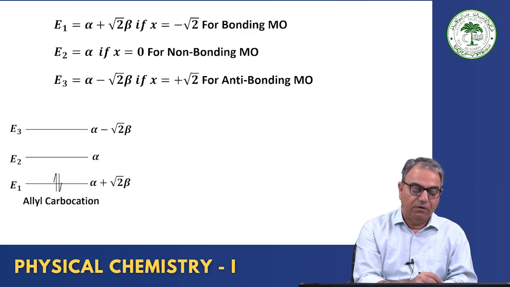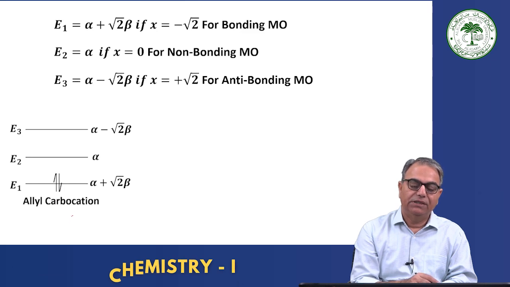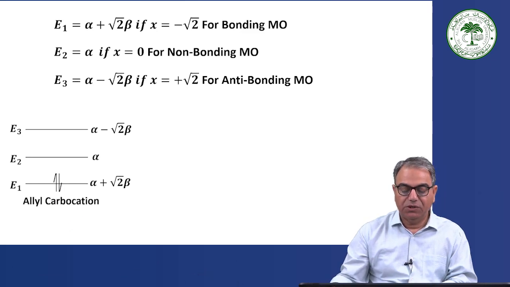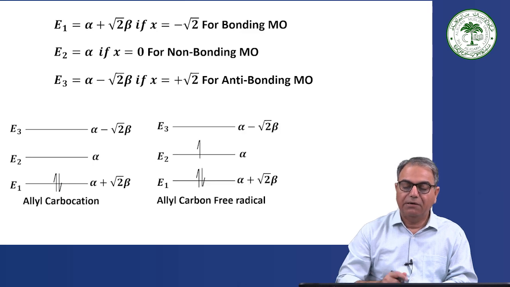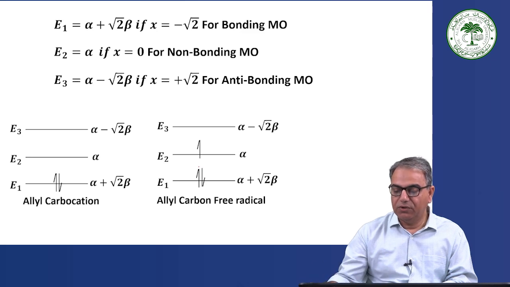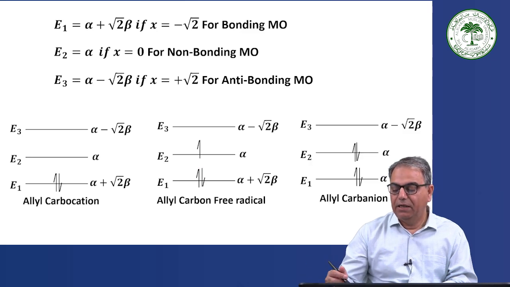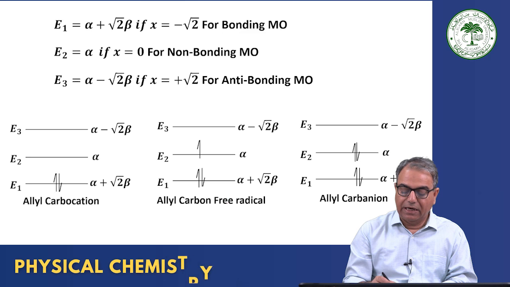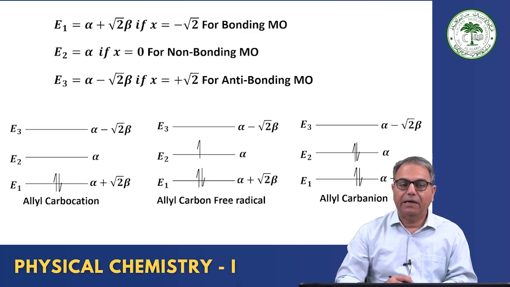And now I have given 2 electrons, and we say this to be the allyl carbocation. If you have 3 electrons, then it will be the allyl carbon free radical, and naturally the third electron will go to the non-bonding molecular orbital. And if you have 4 electrons, then it will be the allyl carbanion, and the fourth electron will also go into the non-bonding molecular orbital. So, for each of these, the allyl carbocation, allyl free radical and allyl carbanion, one can find out the pi bond energy.